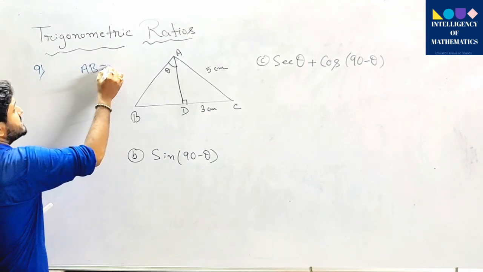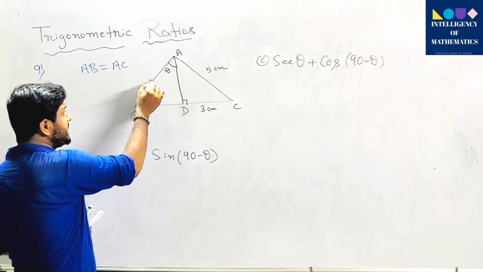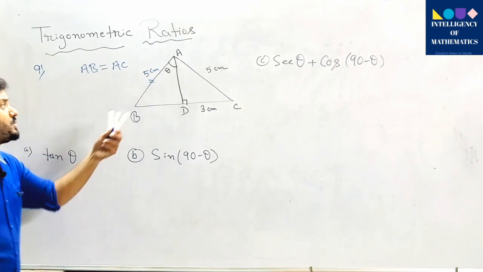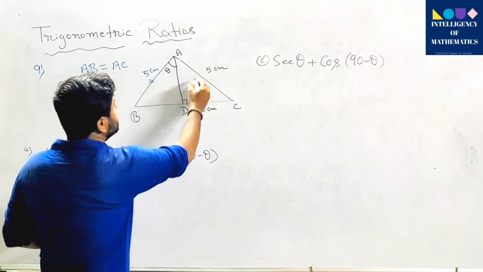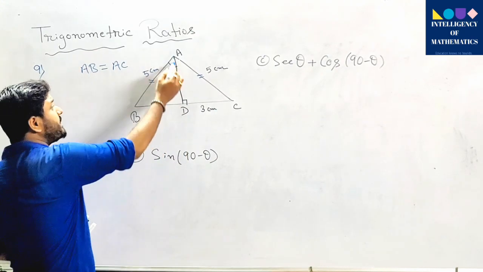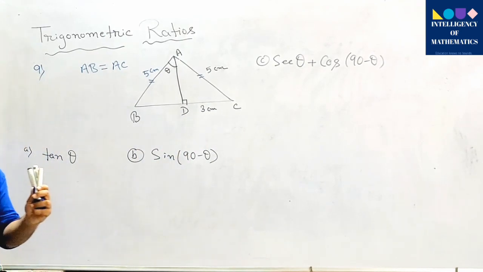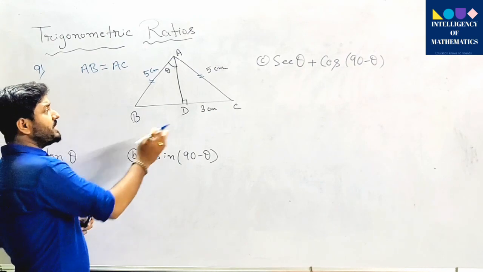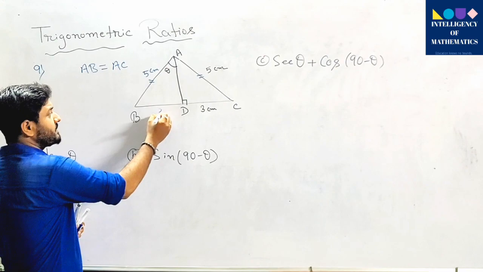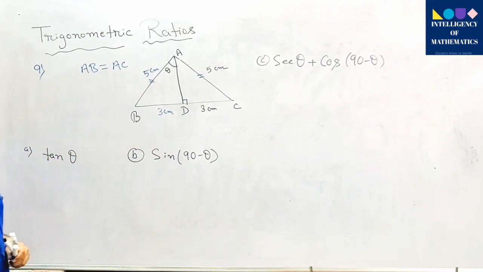AB is equal to AC, it is given. Now whenever this is equal, automatically it will be 5 centimeter. A triangle with two equal sides is known as isosceles. And if we draw a perpendicular line, it will be bisecting the base. Bisect means making 2 equal parts. So if this part is 3, according to this, this also will become 3. We can prove it geometrically also.